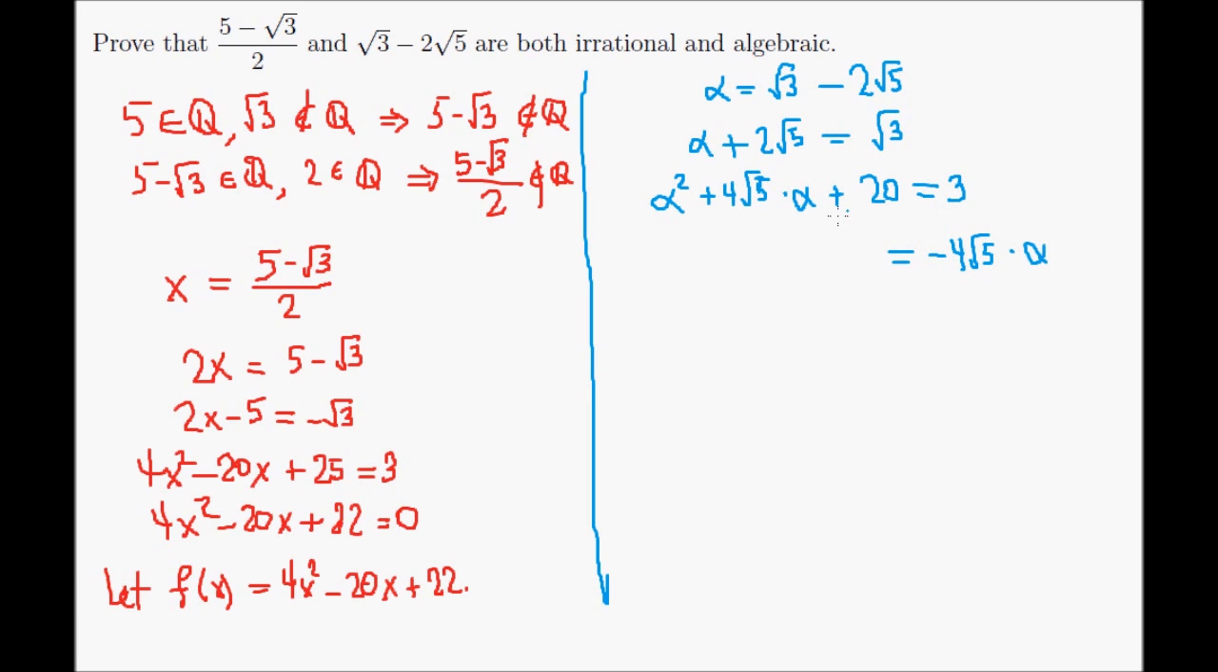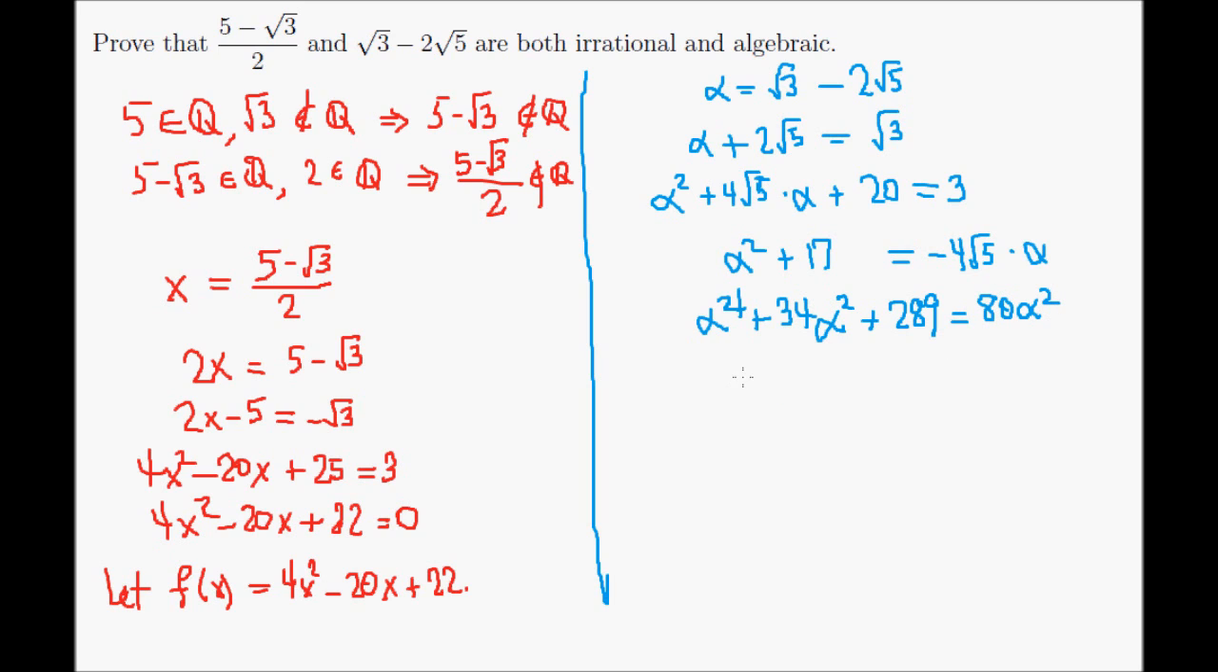And bringing the 3 on the other side, we get alpha squared plus 17. So squaring again, we get alpha to the fourth, plus 34 alpha squared plus 289 is equal to the square of 4 square root of 5, which is 16 times 5 is 80, so 80 alpha squared.